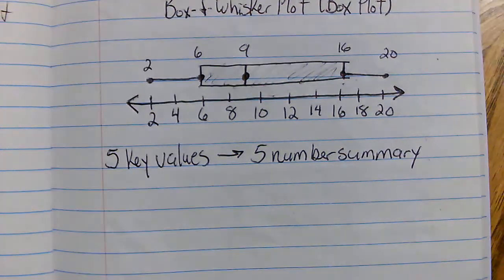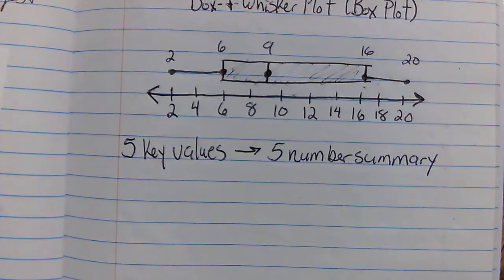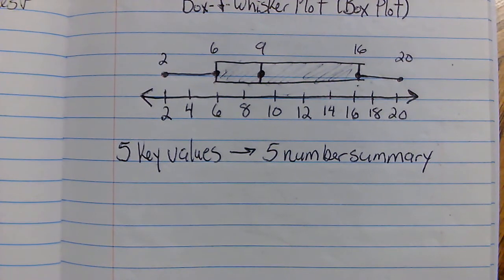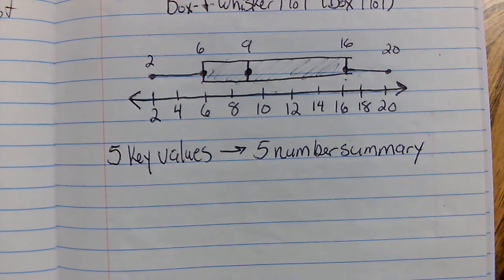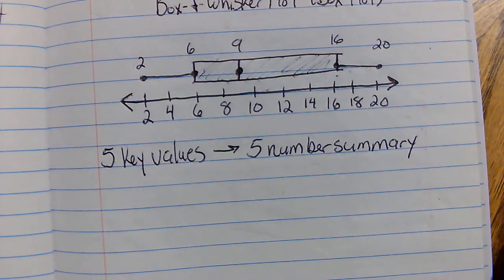If ever a problem asks for the 5-number summary, they're talking about the 5 key values of a box and whisker plot. So we've got 5 of them. We're going to talk about each one, and this is where you're going to want your 5 different colors of highlighters or markers or crayons.